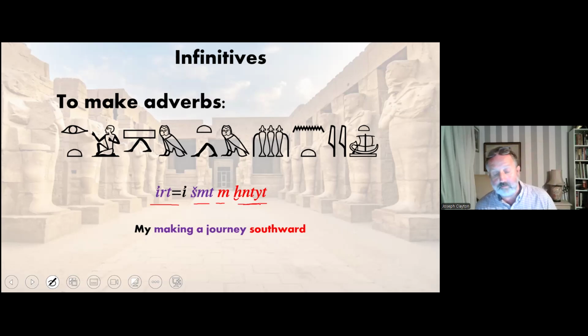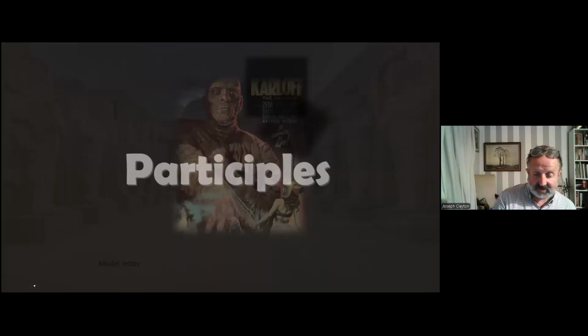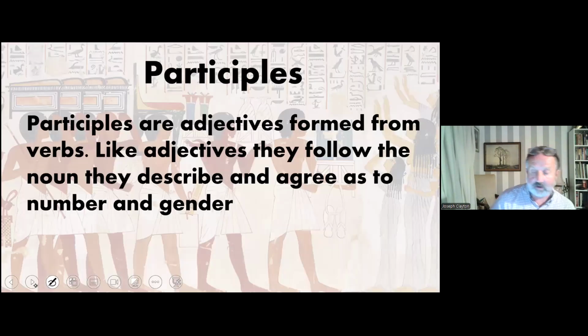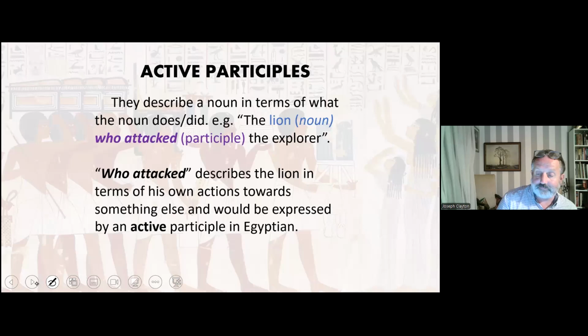So we've got my making a journey, or my making a going, or my doing a going, consisting of a going south. Right, participles. It's Boris Karloff here, because these are tricky, but you've got all this stuff on the sheet. So participles are basically adjectives formed from verbs. Like adjectives, they follow the noun they describe and agree as to number and gender.